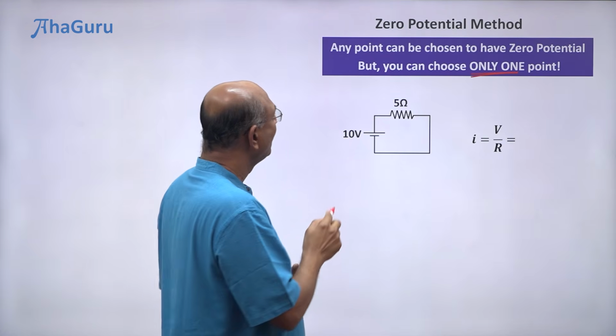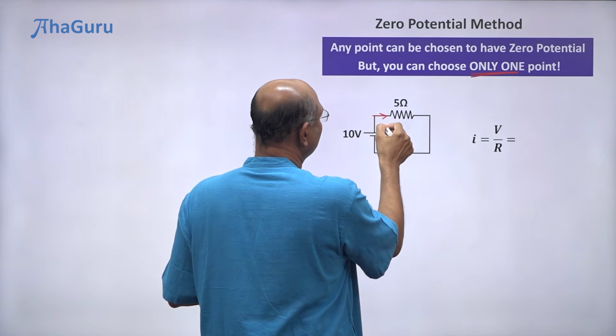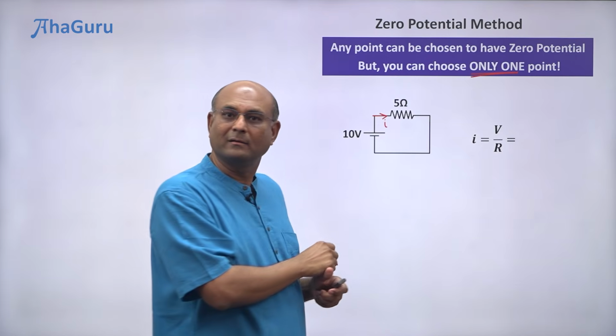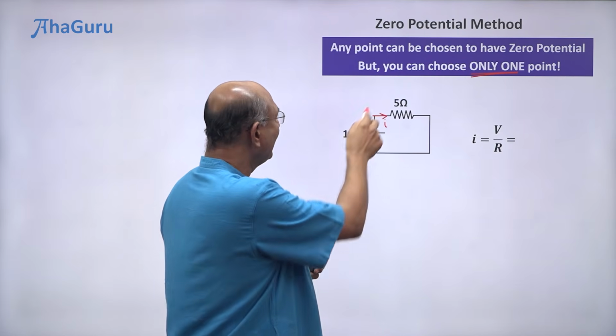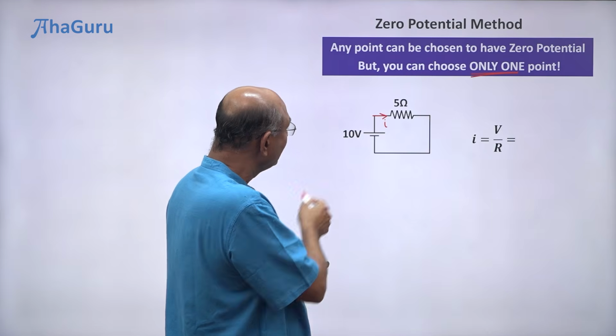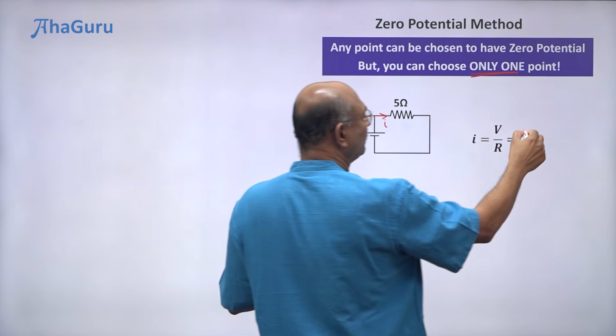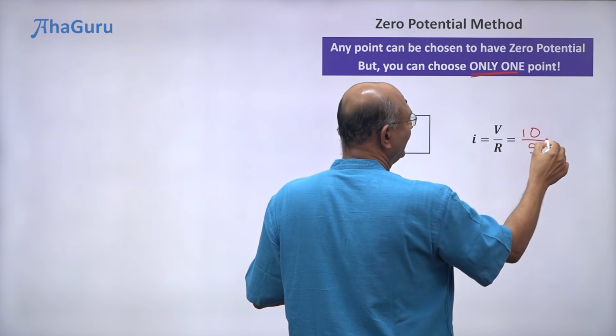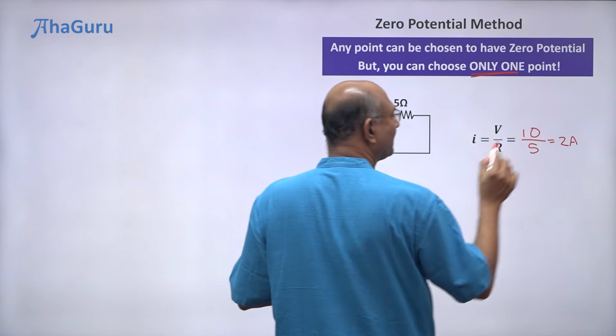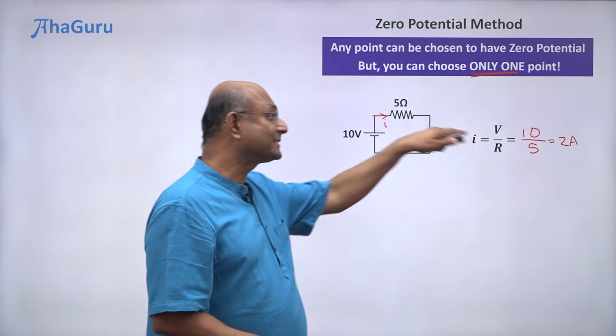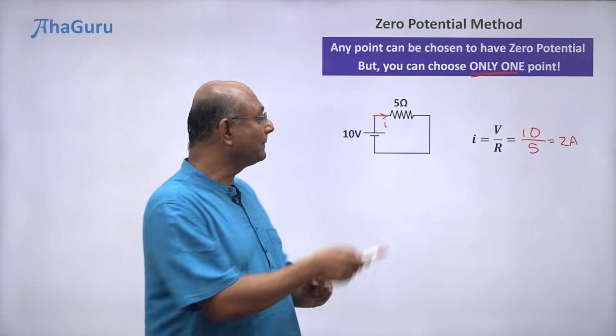What do people say? Oh, the current through this resistor I must be V by R. Now what is V? R we know it is 5 ohms. What is V? 10 volts. So they take this 10 volts and divide by 5 and say the answer is 2 amperes. Is this correct? Actually the answer turns out to be correct, but the method is wrong.